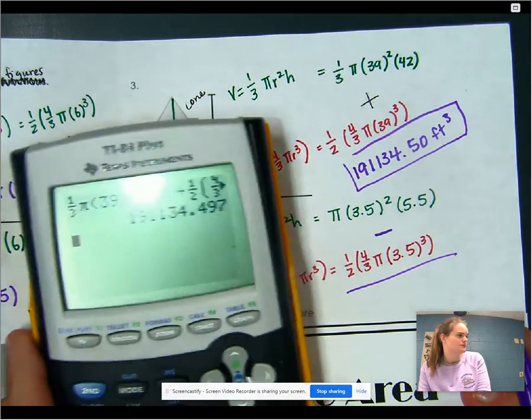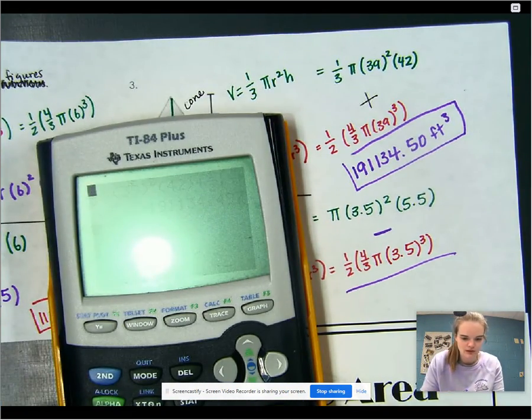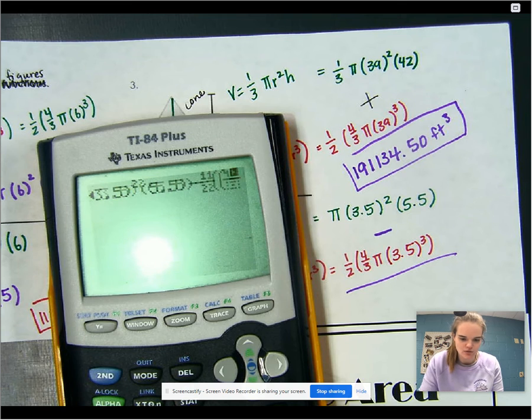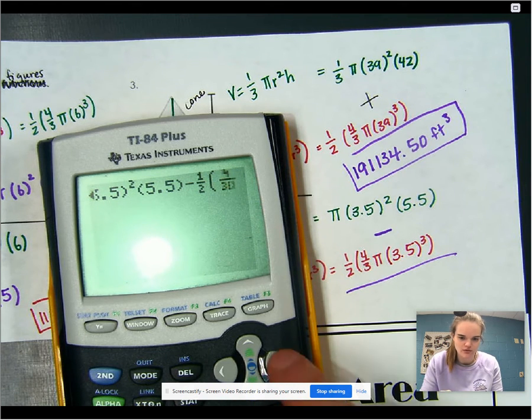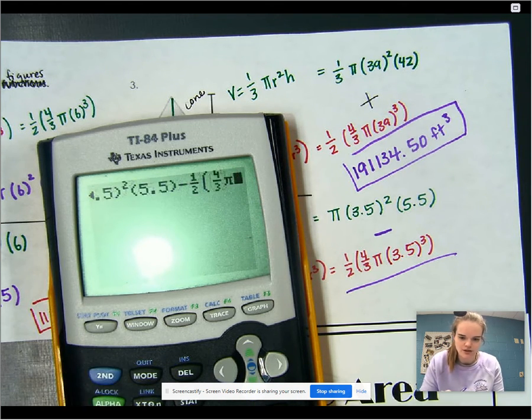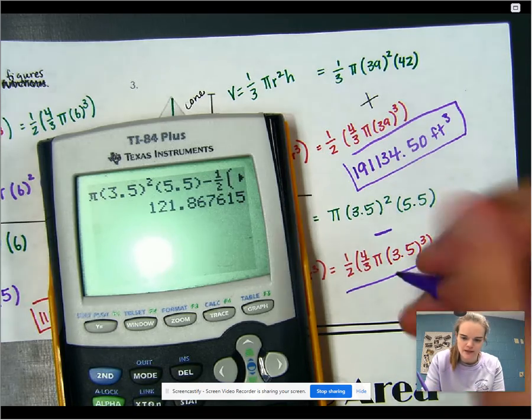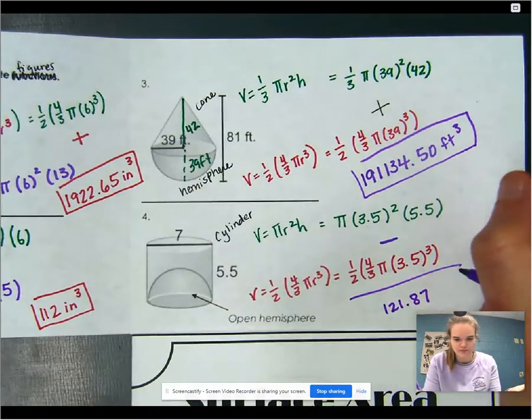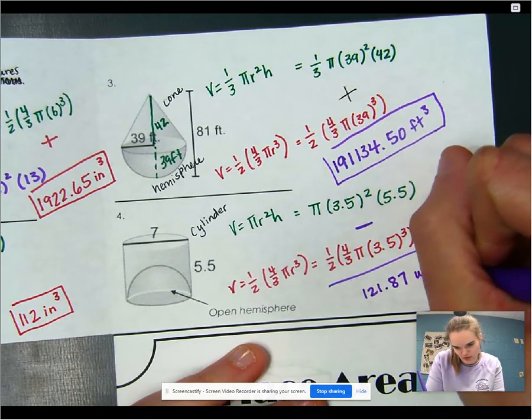Let's find what that is. Pi times 3.5 squared times 5.5 minus 1/2 of 4/3 pi times 3.5 to the third. And that is 121.87. We have no measurement, so units cubed.